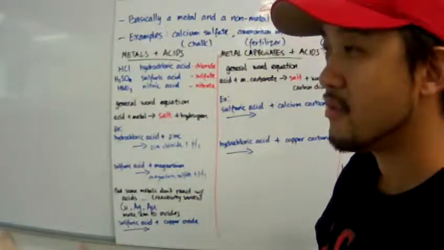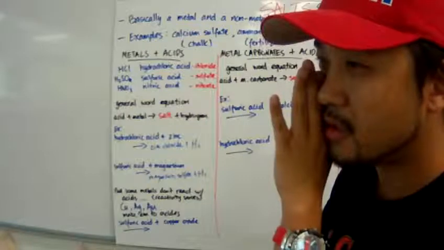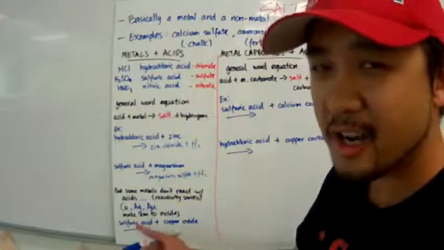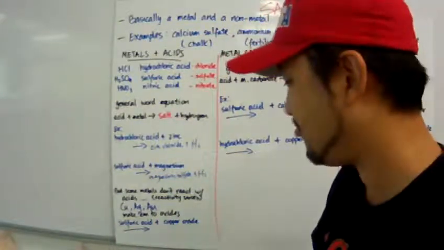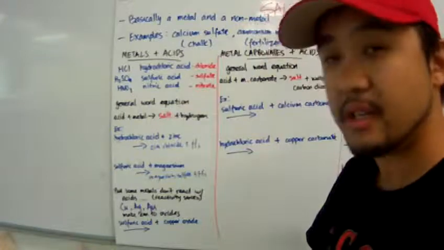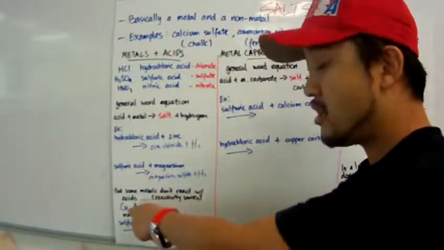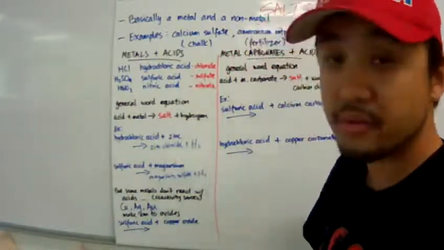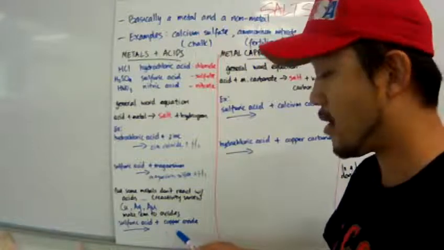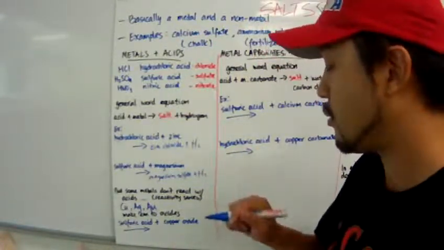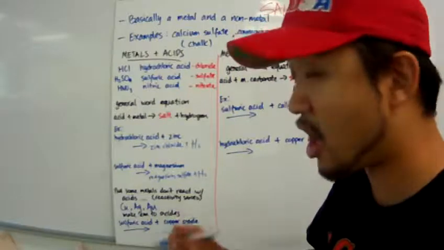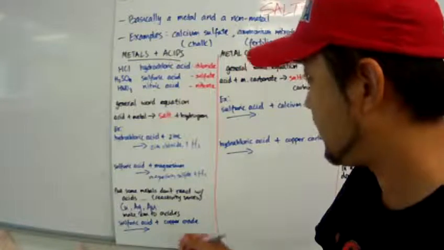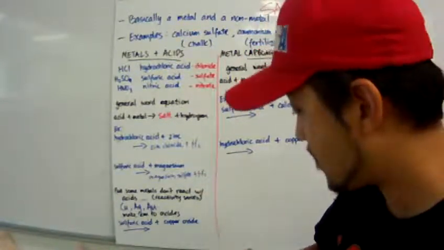But remember our reactivity series and we did our observations? Some metals don't react with acids, like copper, silver, gold. What do you do about them? Well, a way is to turn the copper, silver, or gold into their oxides. So for this example, we have sulfuric acid and copper oxide. So when you mix them together, you should get copper sulfate and water.